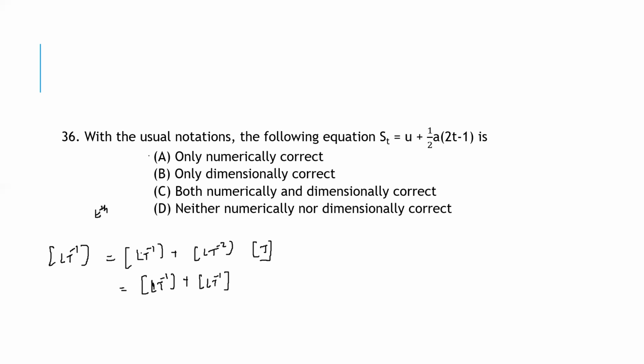And after deriving this equation from kinematics, we can also prove that this equation is correct numerically also. If we use the kinematic equation, actually we have S is equal to ut plus half at square. But here they have taken it for the tth second. Therefore, by using the graphical method also, if you derive it, you get the same equation. Therefore, this given equation is both numerically and dimensionally correct. Option C is the right option here.